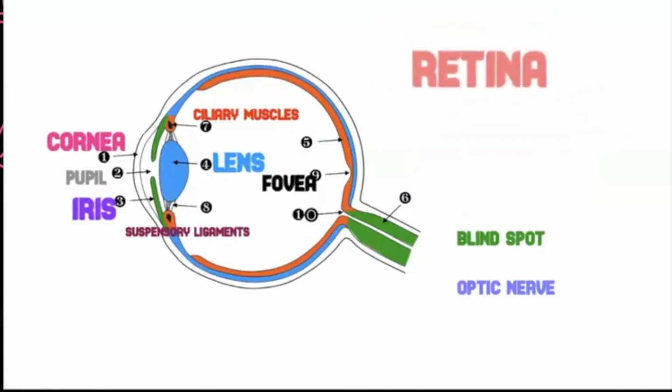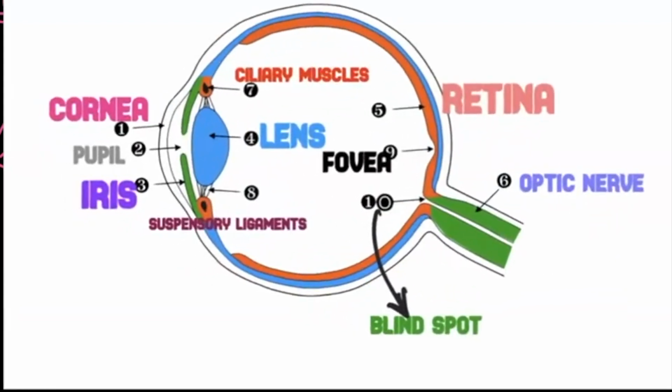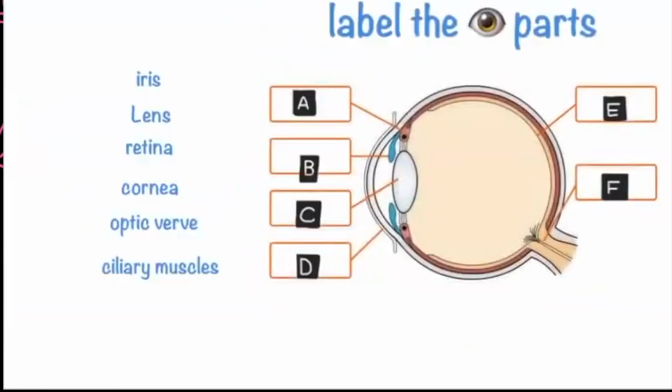Retina is 5 here, and blind spot is going to be number 10, right? Blind spot is number 10 here. Finally, optic nerve is 6. Is it clear? Do you have any question? All right, so let's do this one more time.